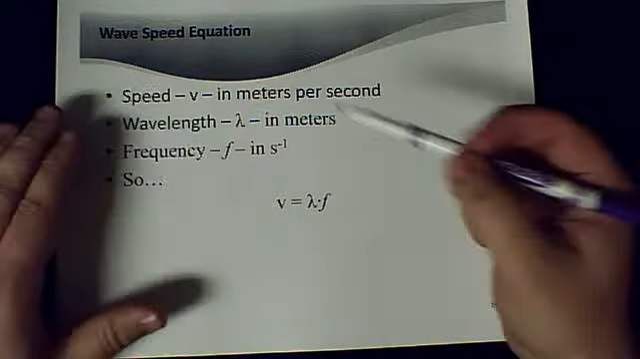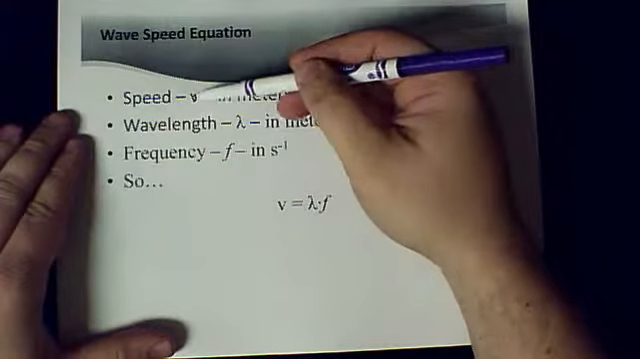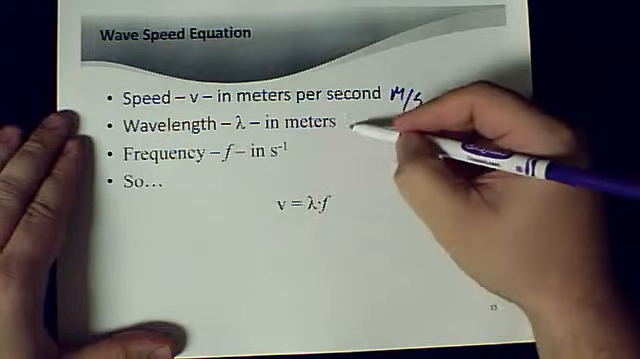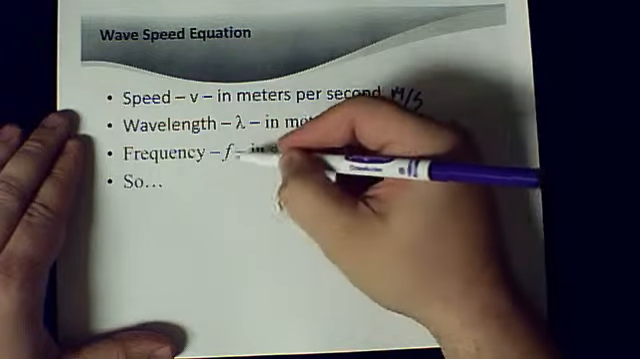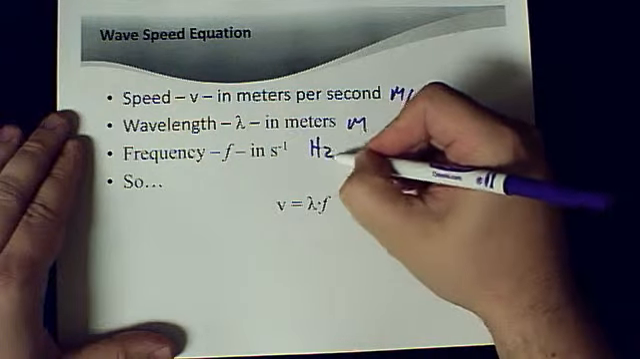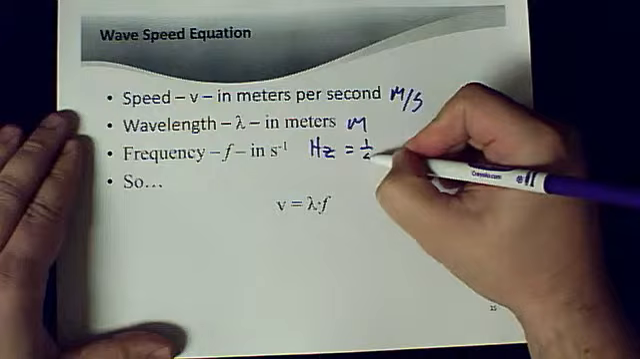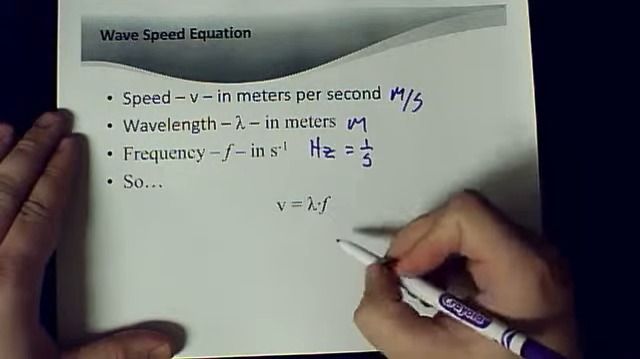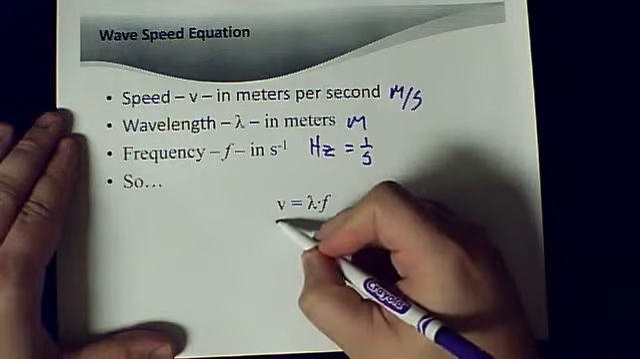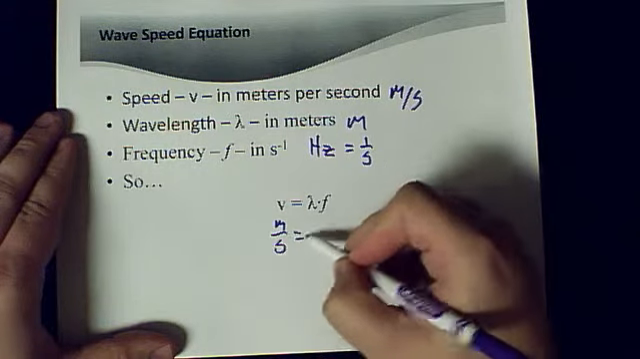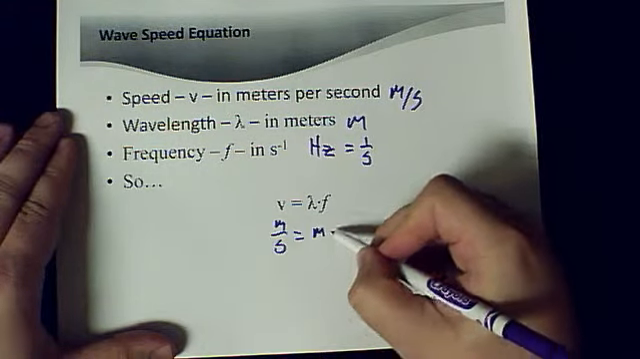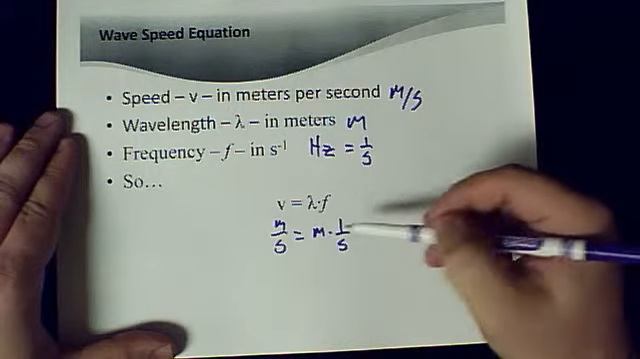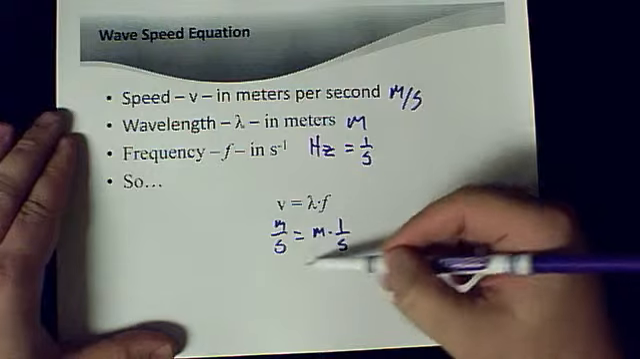Alright, the wave speed equation. Speed v measured in meters per second, wavelength measured in meters, frequency measured in reciprocal seconds or hertz. So speed equals lambda times frequency, because if I take my meters per second, it should be equal to meters times 1 over seconds, because that's what a hertz is. So boom, there you go.